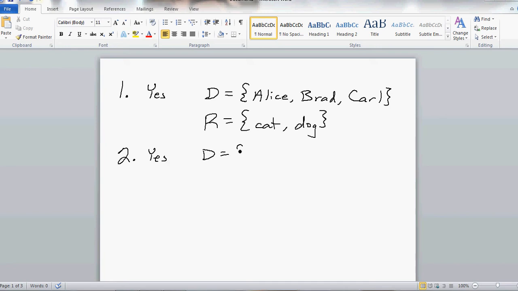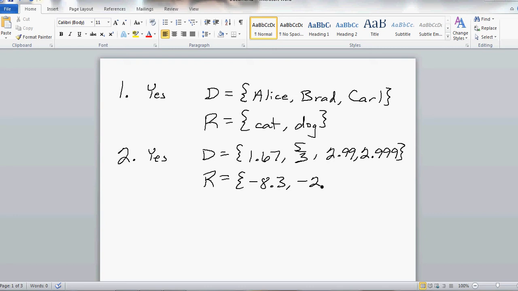And so the domain would be the first numbers, and we want to put those in numerical order. So that'd be 1.67, 5/3, 2.99, and 2.999. That's the domain. And the range in numerical order would be negative 8.3, negative 2, 0, and 8.29. And there is the range for that particular function.